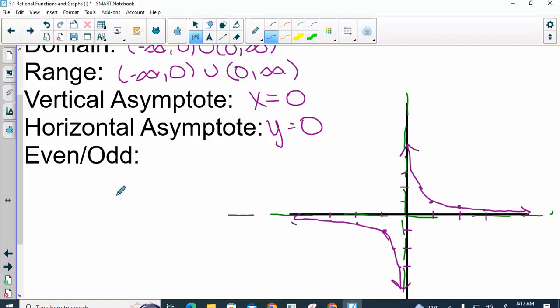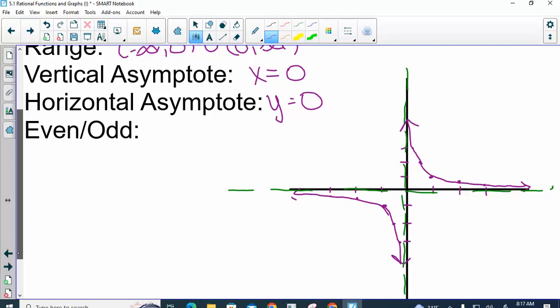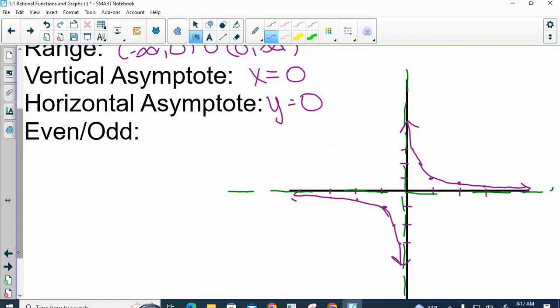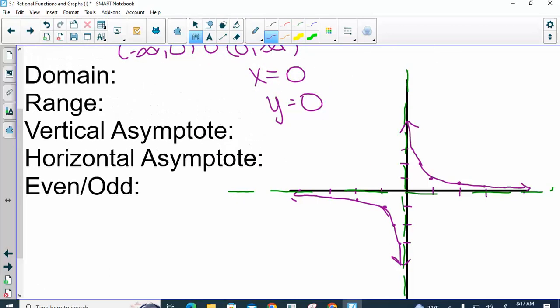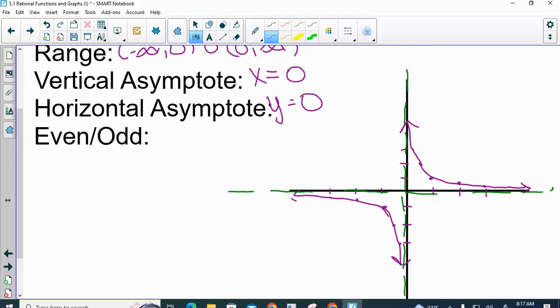Even or odd, I just put it on here as a refresher. We haven't done that in a while. Remember, that's symmetry. Even is the same thing as symmetric to the y-axis. Odd is symmetric to the origin. So if I fold this on the y-axis, does it overlap itself? No, so it's definitely not even. Odd, if I flip it over the y and the x, does it overlap itself? Yes, so this would be an odd function. If it doesn't work, then we just call it neither. We also talked about symmetry to the x-axis, but those aren't functions, so we won't see that here.